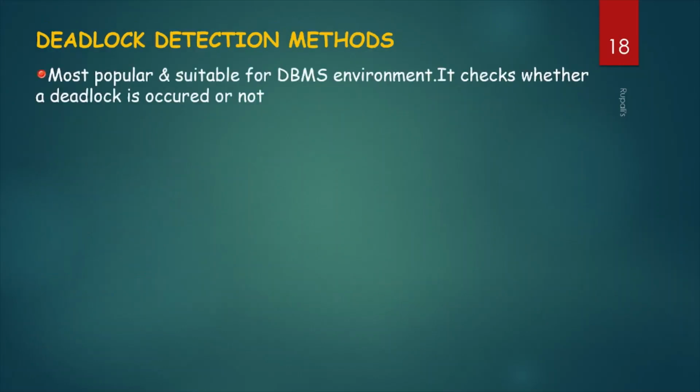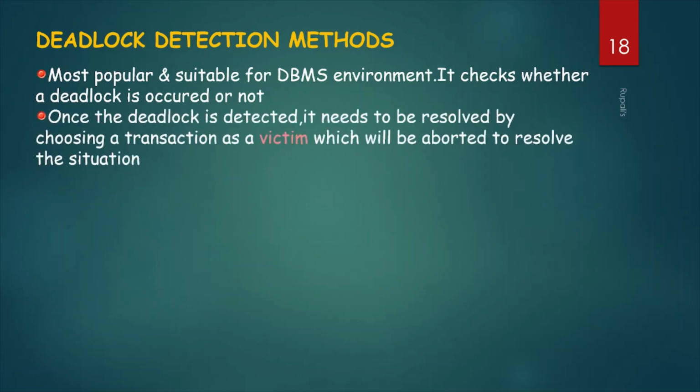Deadlock detection methods. Deadlock detection is the most popular and suitable method for a DBMS environment. It checks whether a deadlock has occurred or not. Once the deadlock is detected in a system, it needs to be resolved by choosing one particular transaction, and that transaction is the victim. Then that transaction will be aborted to resolve the situation.